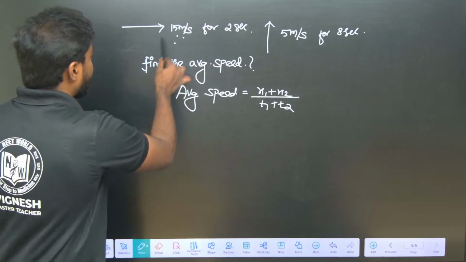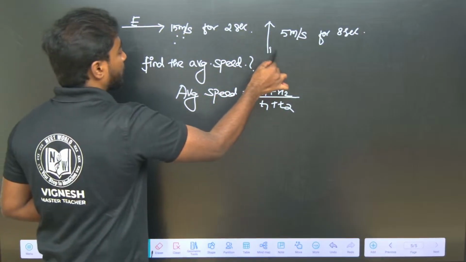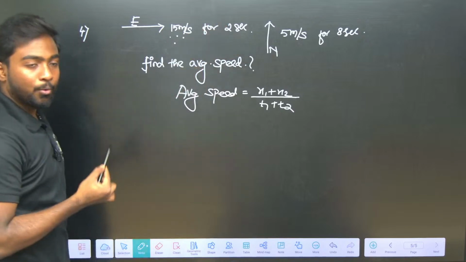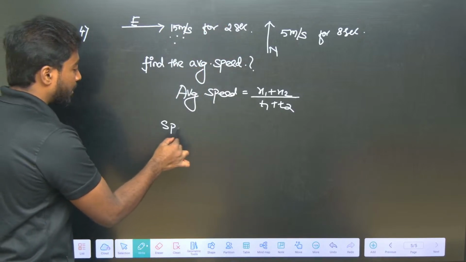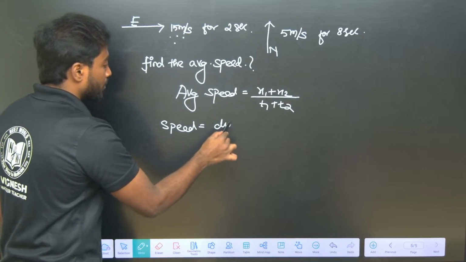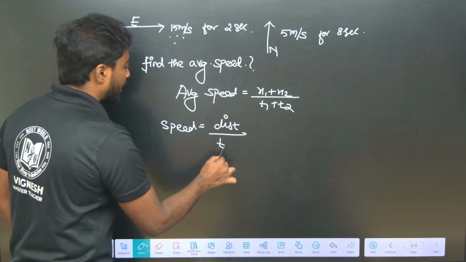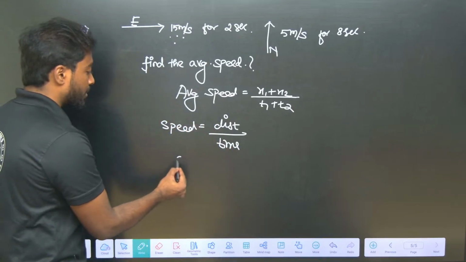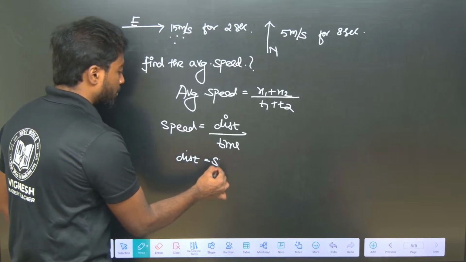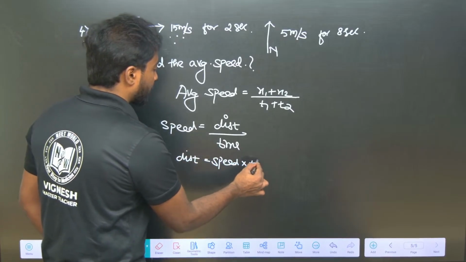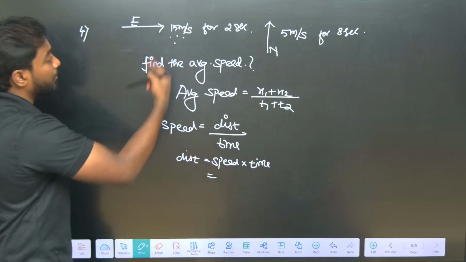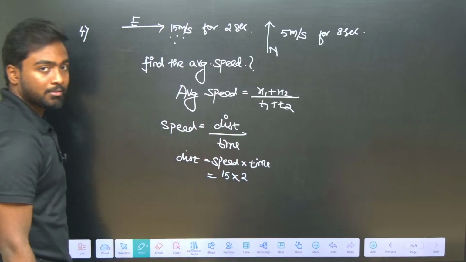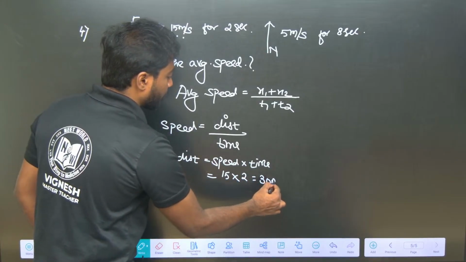So what I should do here? First thing, for eastward, this is east and this is north. For eastward, 15 meter per second and 2 seconds they have given. So what is this formula? Speed is equal to distance by time. They have given speed and they have given time. Can I find the distance? Yes, obviously. So distance will be equal to speed into time. So for 15 meter per second and 2 seconds, answer is 30 meter.